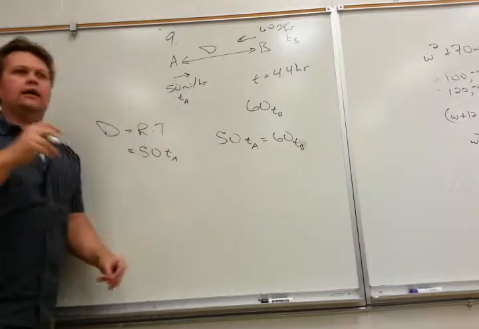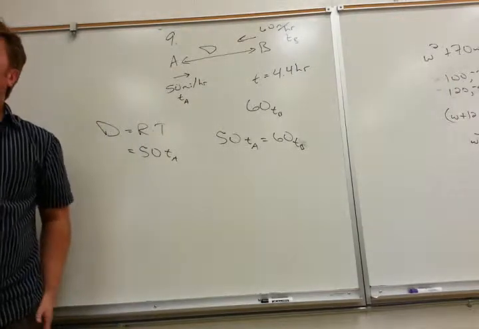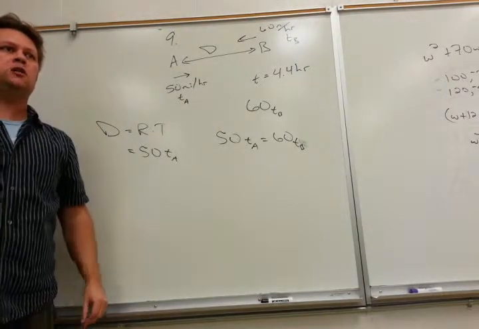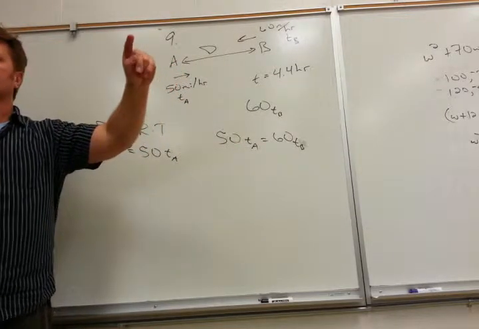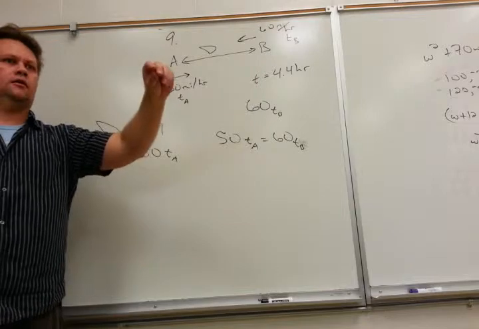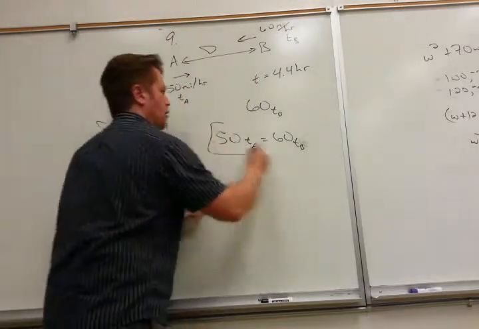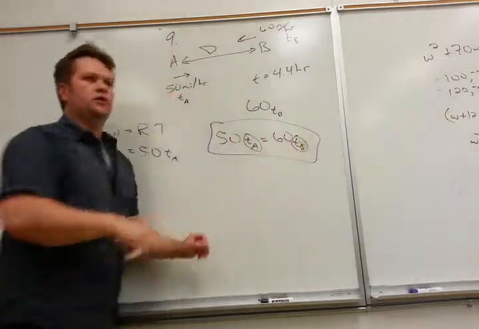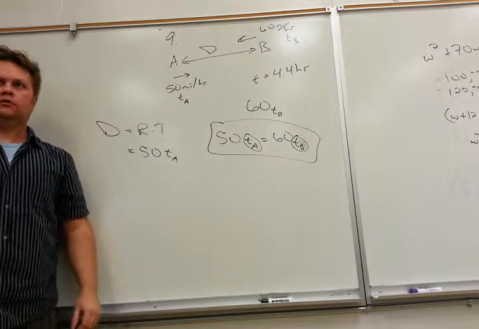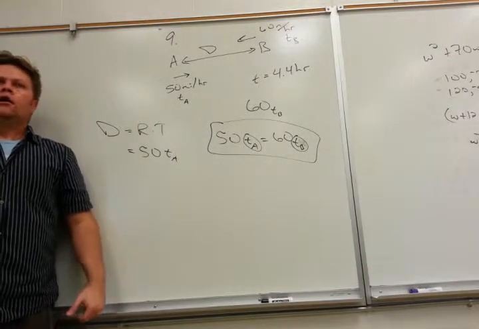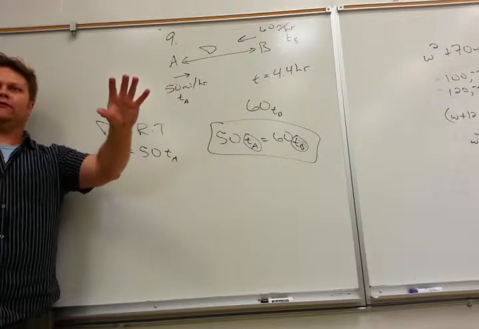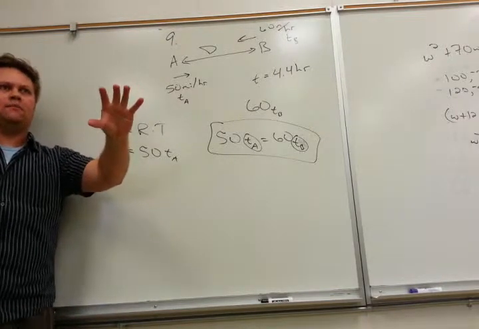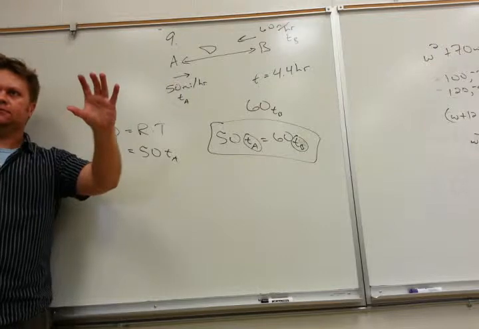Now why do I know I need another equation? Because I currently have how many unknowns? TA is unknown, and TB is unknown. So right now I have 2 unknowns. Is that cool? You can see that? So the amount of unknowns I have must be matched by the amount of information I'm given.